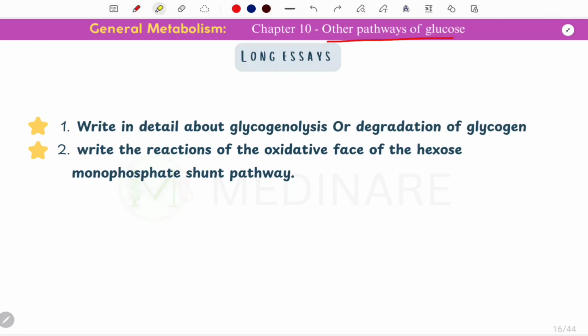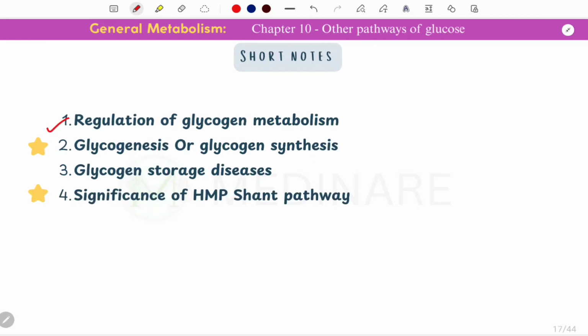The first question is, write about glycogenolysis or degradation of glycogen. Write the reaction of oxidative phase of the hexose monophosphate shunt pathway. Short notes that can be asked are regulation of glycogen metabolism, glycogenolysis or glycogen synthesis, glycogen storage diseases, and significance of HMP shunt pathway. Very important question.